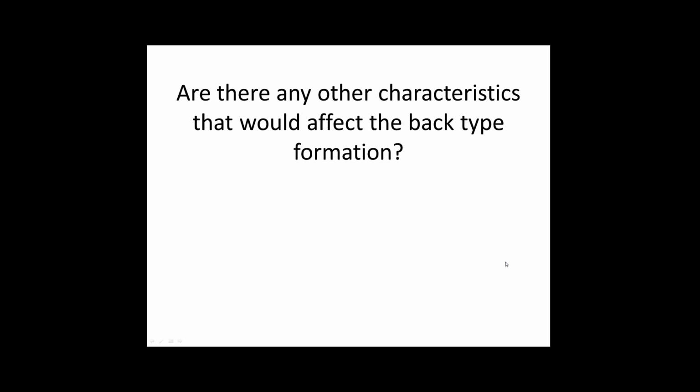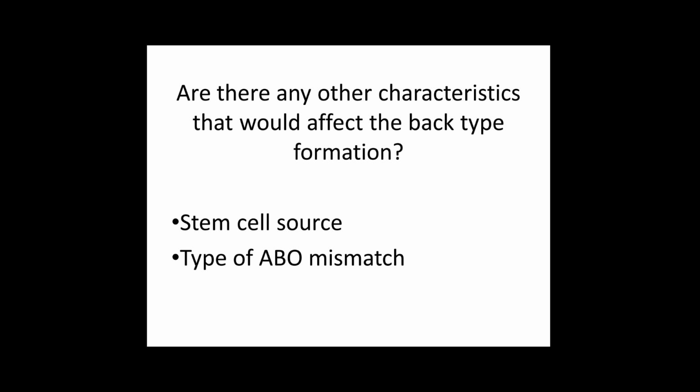Another good question is, are there any characteristics that would affect back type formation? For example, the source of stem cell product. Do back type formations differ by cord blood versus peripheral blood versus bone marrow? Also, does the type of ABO mismatch affect isohemagglutinin status or the conditioning regimen?